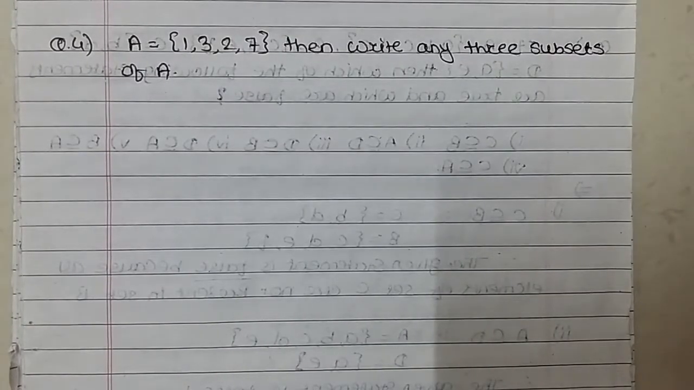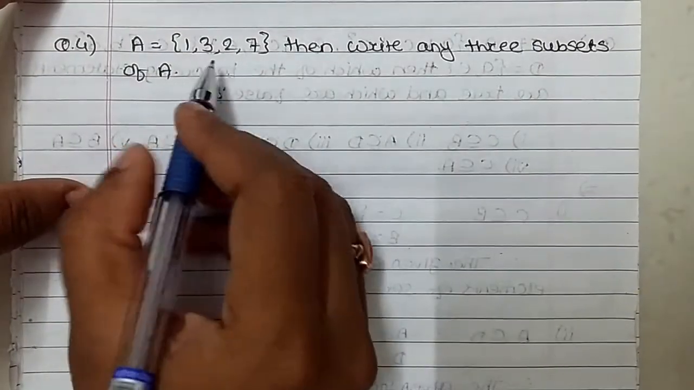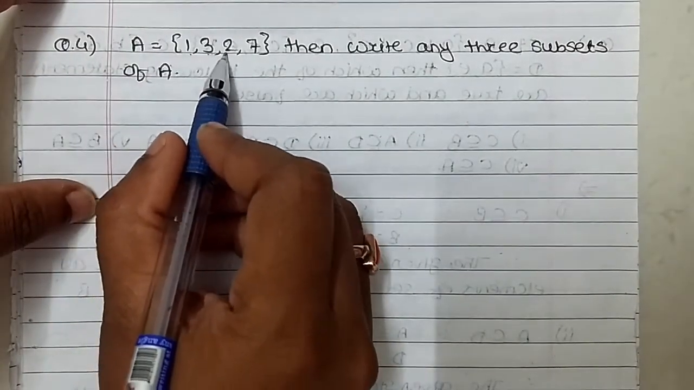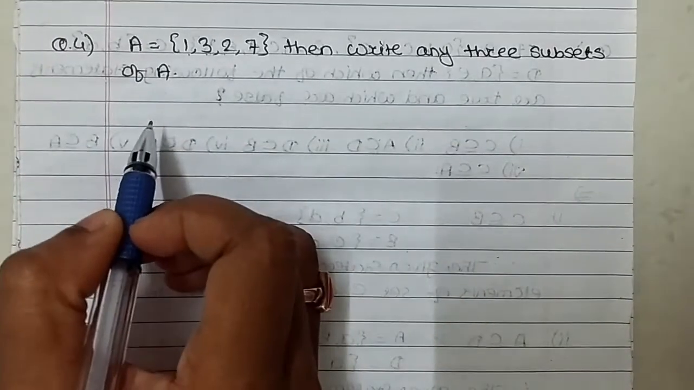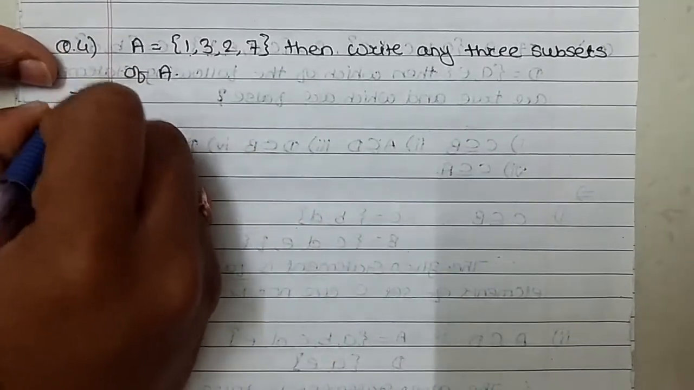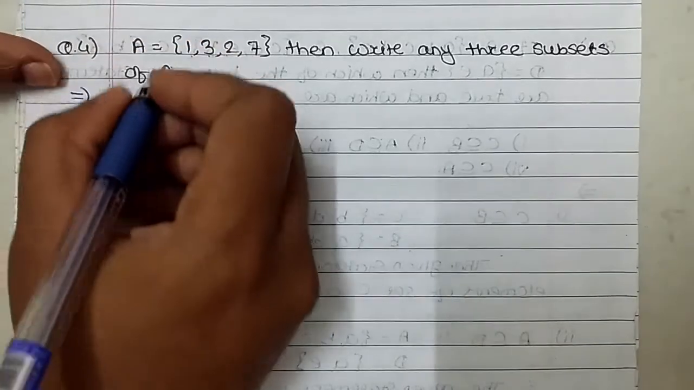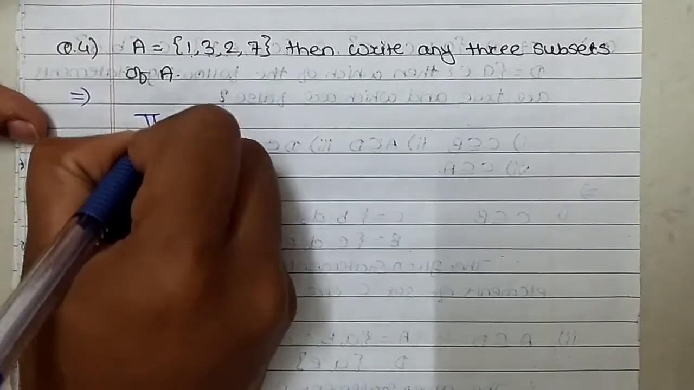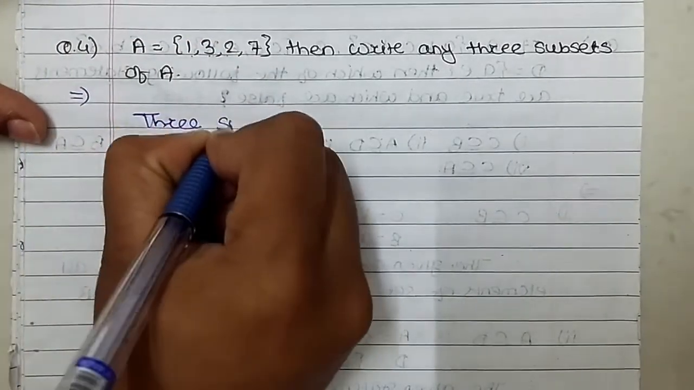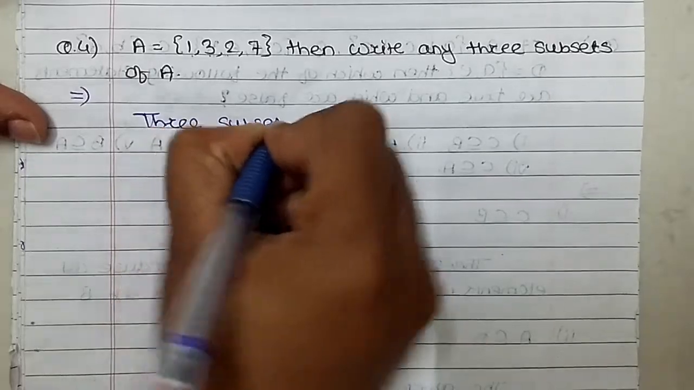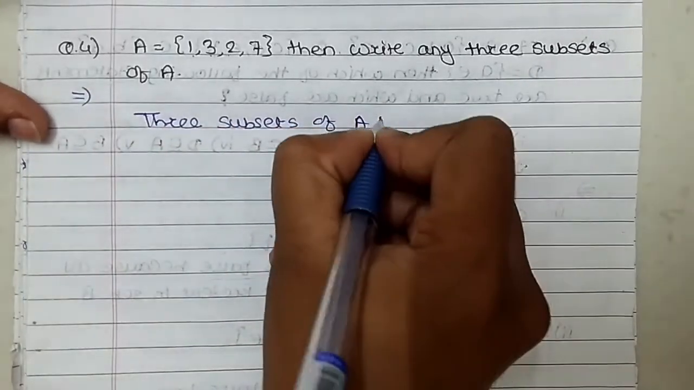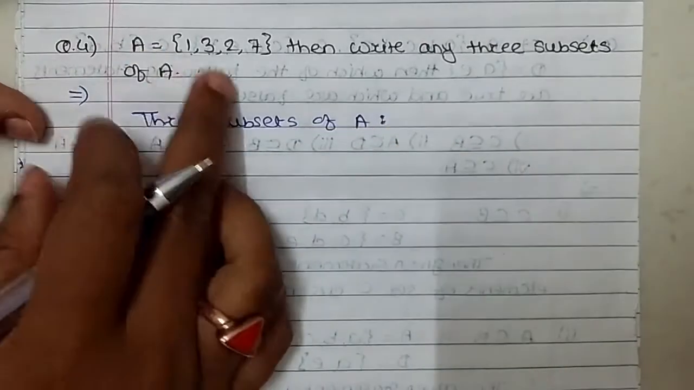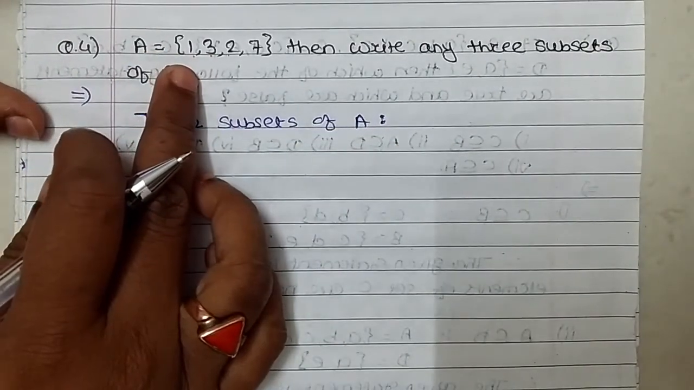Okay, question number 4. A is equal to {1, 3, 2, 7}, then write any 3 subsets of A. So how to write the subsets of this set? Write down there 3 subsets of A. There are many ways to write down the subset of the given set.